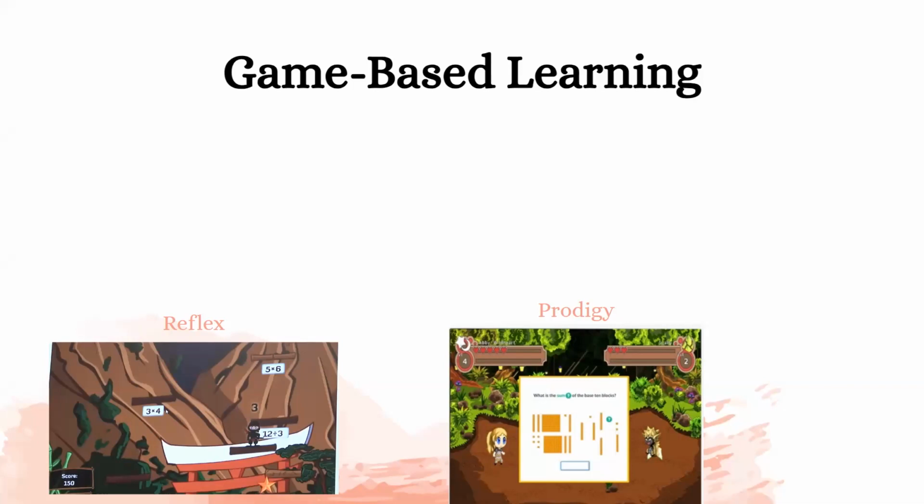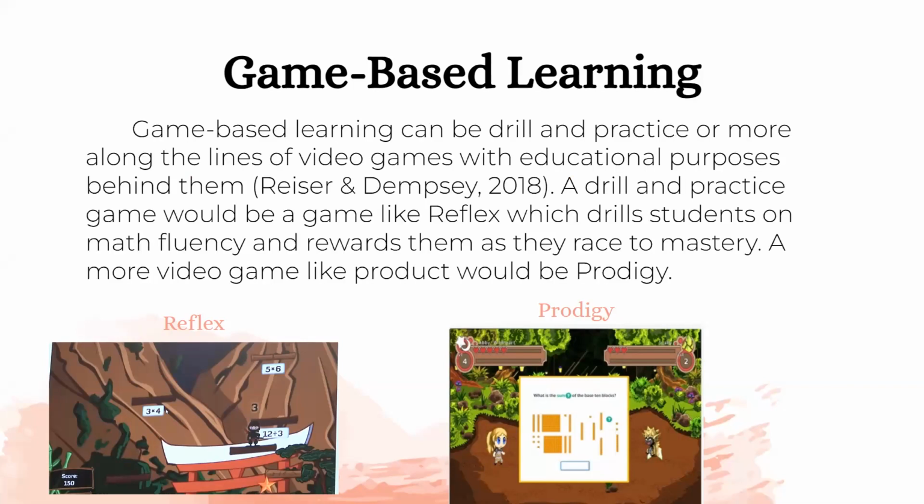More often than not, Prodigy, you know all about. Reflex, some schools know it, some schools don't know it as well. So we'll talk about both of those. So game-based learning can be drill and practice, or more along the lines of video games with educational purposes behind them. A drill and practice game would be a game like Reflex, which is the one in the left-hand corner.